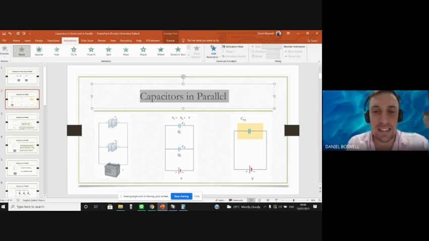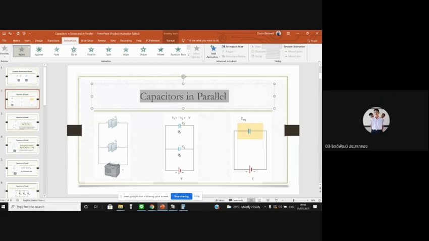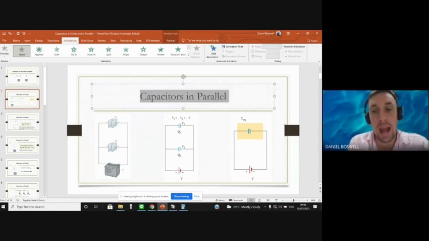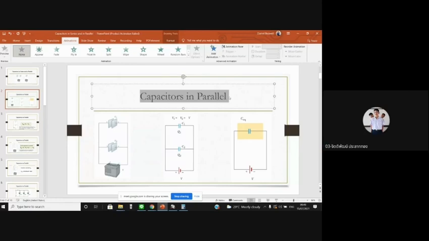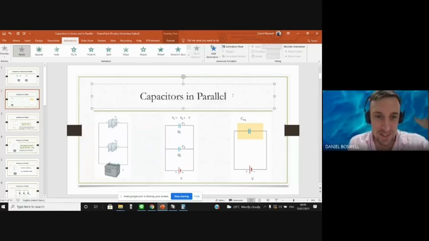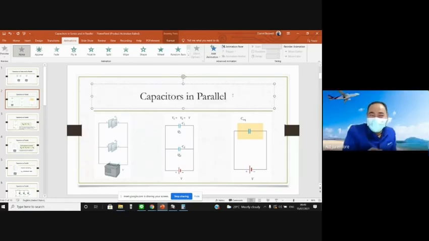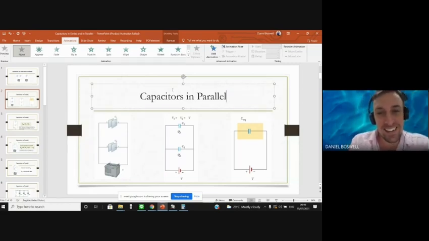Can you read this, please, Anne? Capacitor in parallel. In parallel, yeah? Parallel. Did you say cereal? Are you hungry? All right, okay. Capacitors in parallel.